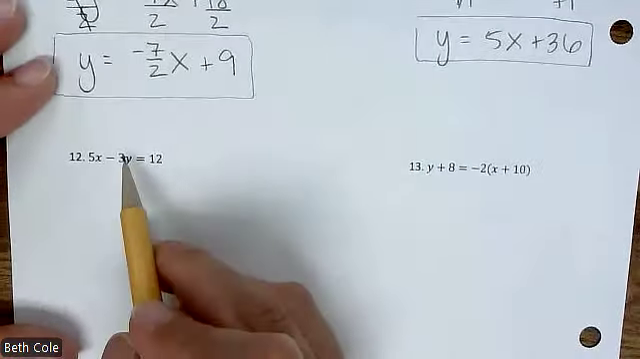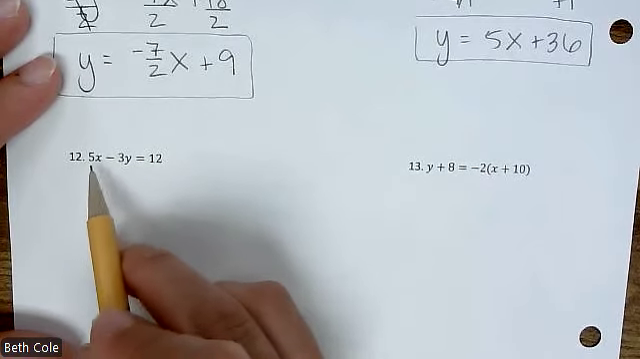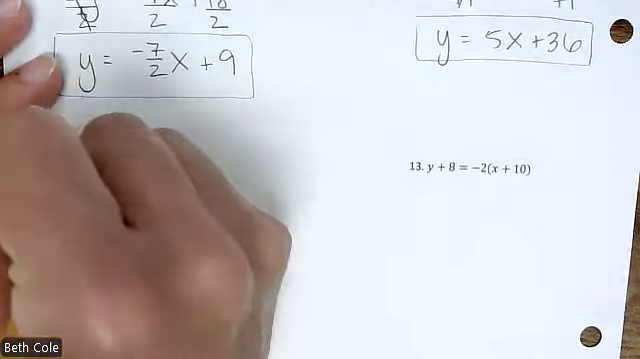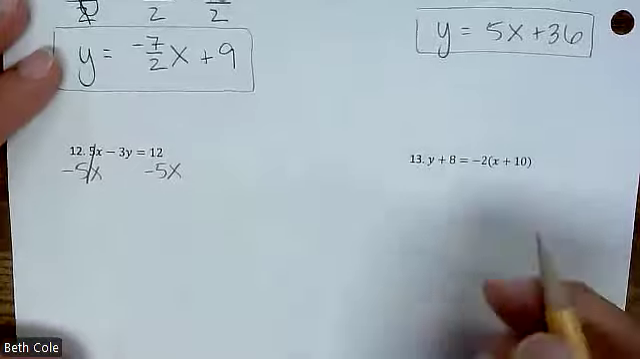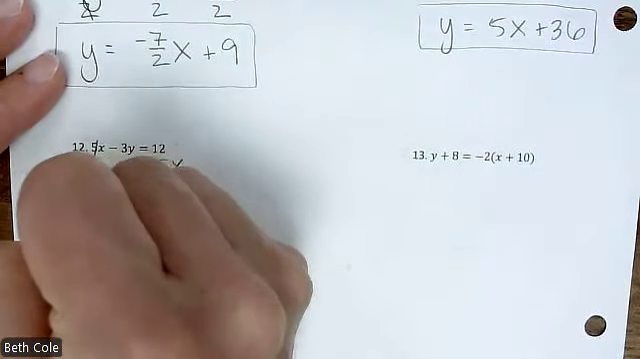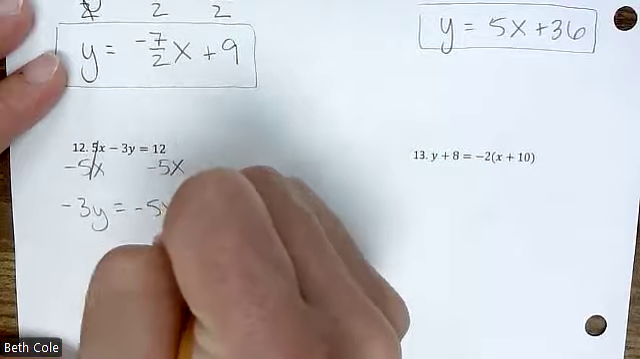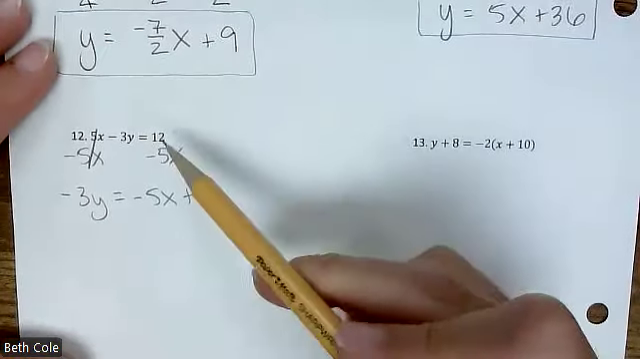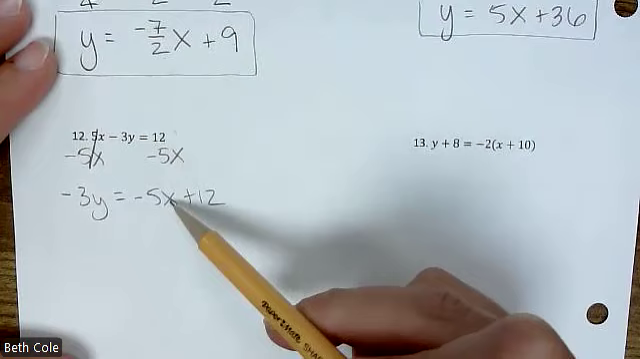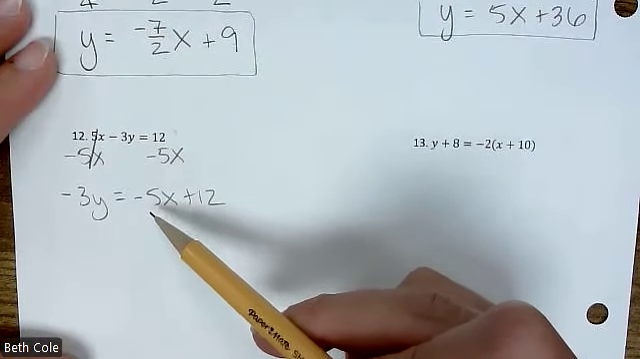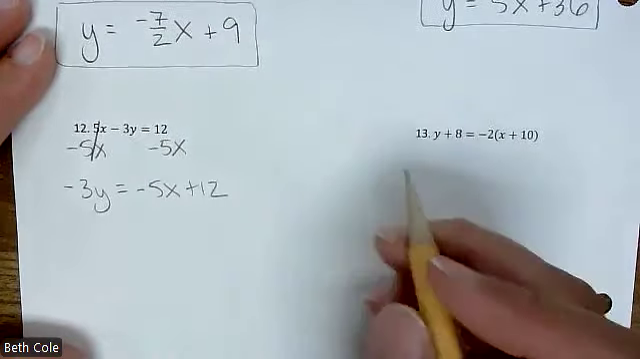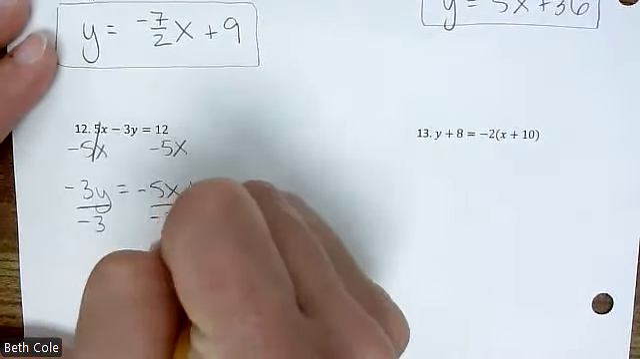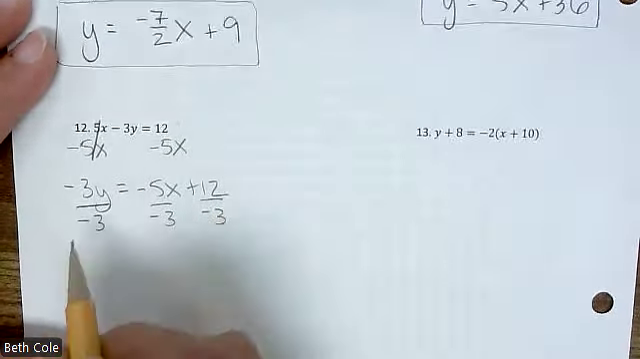So let's try that again. We want the y alone. So the first thing I'm going to have to do is take these 5x and move them to the other side. So I'm going to subtract over the 5x. That is going to give me negative 3y equals negative 5x plus 12. Again, you don't want to write 12 minus 5x because you want the x part to come first. We're just trying to get it in the right order is all that it is. So you want the x part to come first, then the other number, and then you're going to divide everything by negative 3.